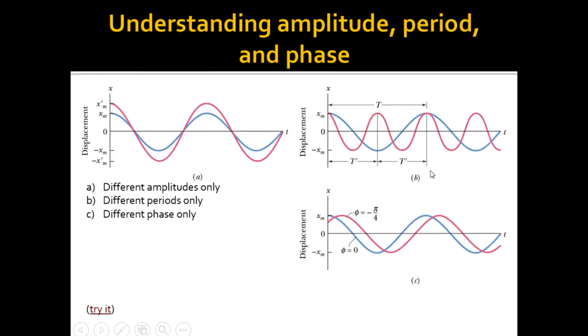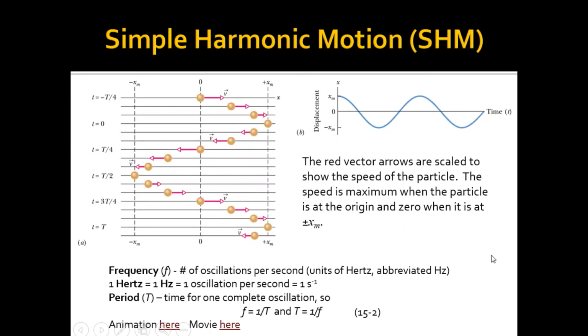Okay? Let's go over some of the vocabulary associated with this. How many times does the pendulum swing per second? How many oscillations per second? We call that the frequency of the oscillation, and we give it a unit of hertz, abbreviated Hz. So 10 hertz would be something that vibrated or went back and forth 10 times every second.